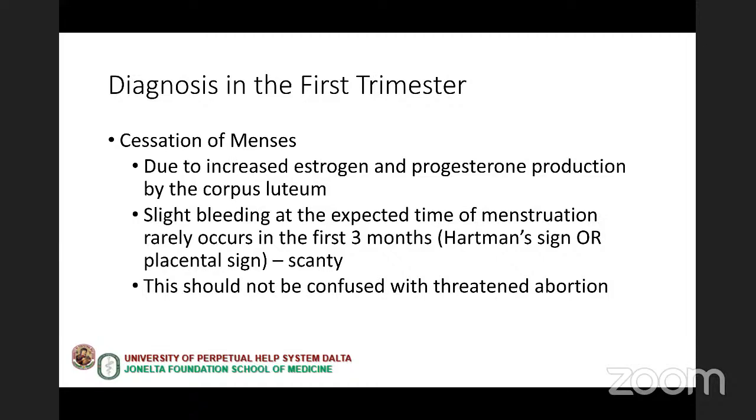Okay. There is slight bleeding at the expected time of menses, which rarely occurs in the first 3 months. Okay, so this is scanty. And this is also called your Hartman sign or placental sign. Okay, this should not be confused with threatened abortion or menses, which is often the case. That's why it's also important to establish your previous menstrual period, because what they may consider as their last menses may be your Hartman sign.